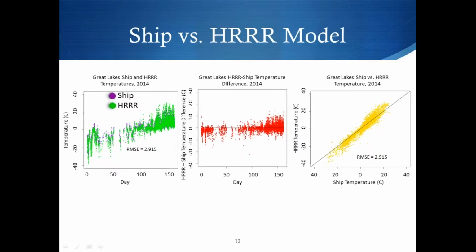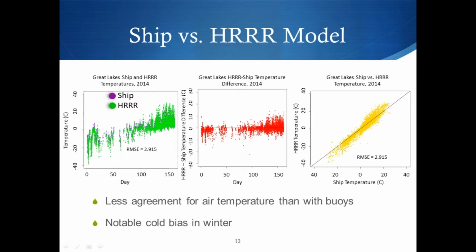And also note that the root mean square error here is 2.9, so that's higher than we found between ship and buoys. So what we got out of this was there was less agreement for air temperature than with the buoys. And also that there is a notable cold bias in the winter.